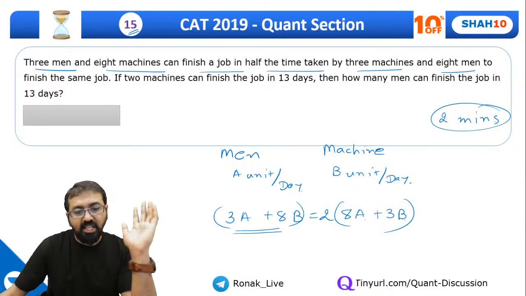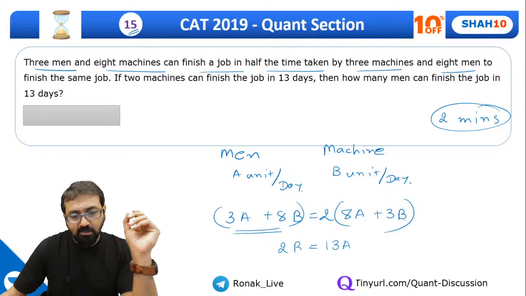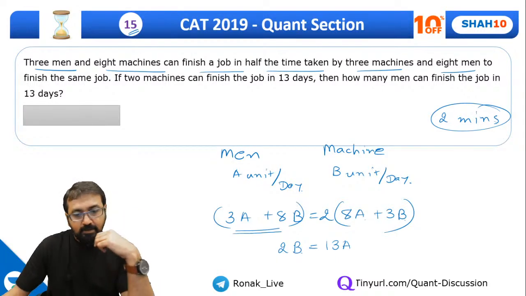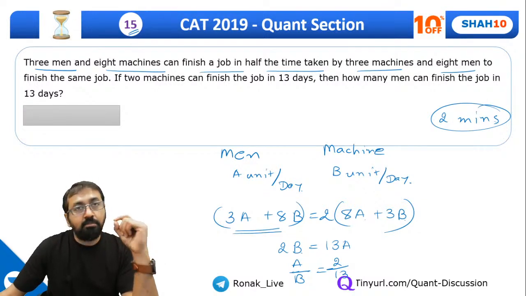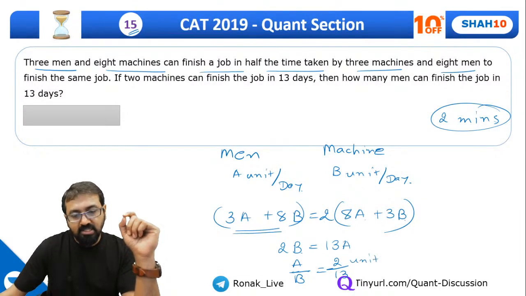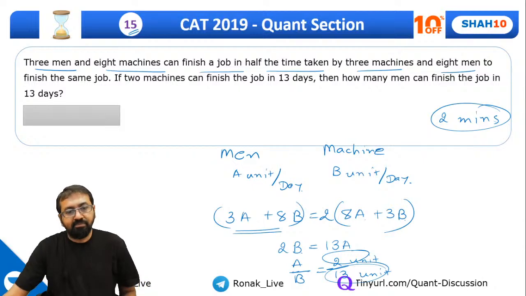So what is this? 16a minus 3a, so it will come out to be 13a, which is equal to 8b minus 6b, it will come out to be 3b. Yes or no? 16a minus 3a, so 13a. So a by b will be 2 by 13. That means when a man does 2 unit work, in the same time a machine does 13 unit work. So man does 2 unit work per day, machine does 13 unit work per day, right?